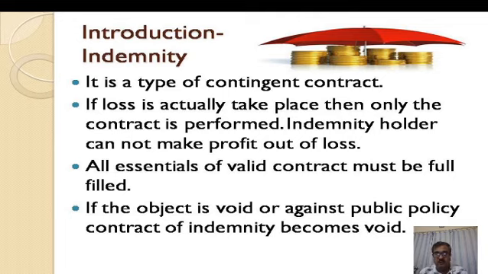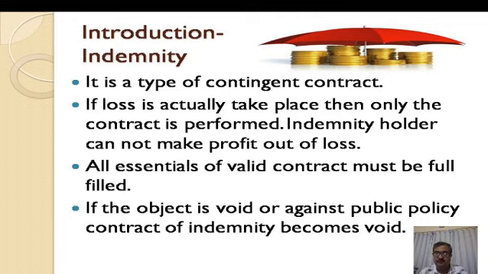If the loss has actually taken place, then only the contract is performed. Indemnity holder cannot make profit out of loss. All essentials of a valid contract must be fulfilled. If the object is void or against public policy, the contract of indemnity becomes void. What are these? Let us understand one by one.